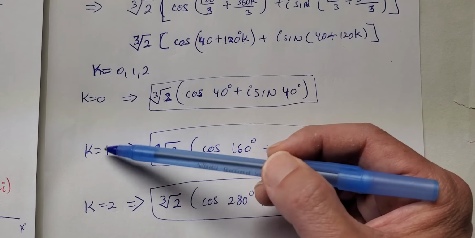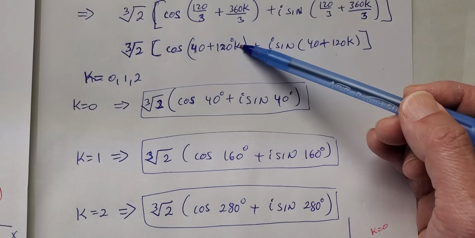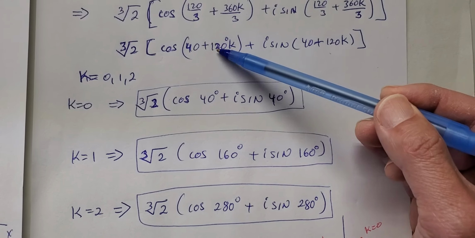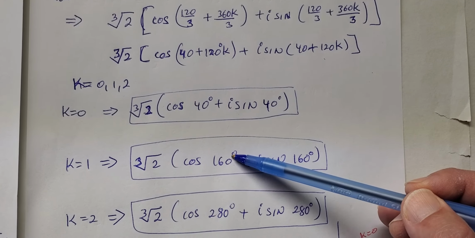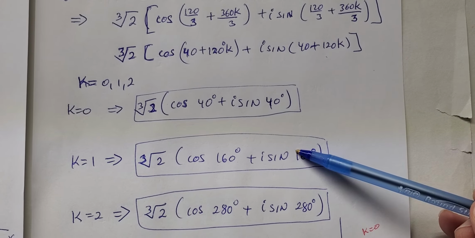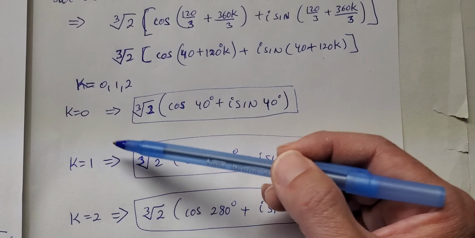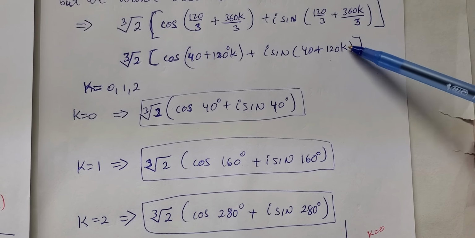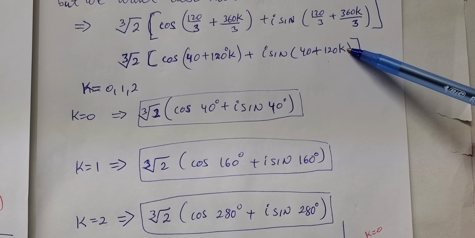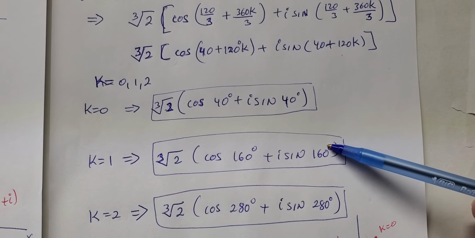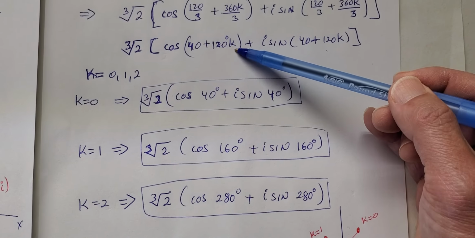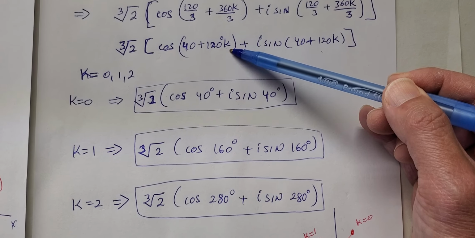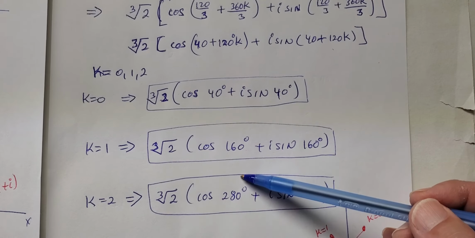Next, you put k in as 1. 1 times 120 is 120. 120 plus 40 gives me 160. Same thing with sine. Put 1 in. 120 times 1 is 120. 120 plus 40, 160. Okay, and then put 2 in. 2 times 120 is 240. 240 plus 40 is 280.